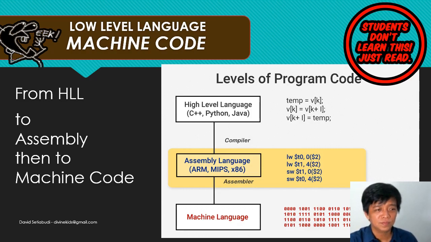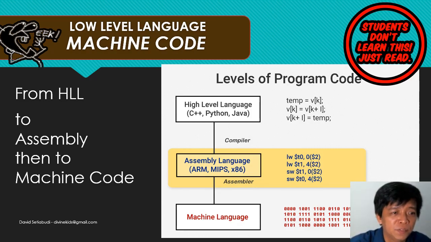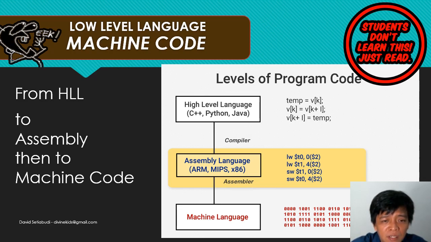Now, students, please observe this. From high-level language to assembly, then to the machine code. This one is high-level language. It's like this. Temporary, stored, this V, okay, the K is the number in the list. And then so on. It's like this. This one is a high-level language. It can be C++, Python, or Java.